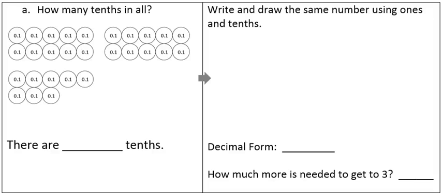This tutorial is for 4th grade, Module 6, Lesson 3. In this lesson, we're going to use place value discs to relate decimals to whole numbers. I have two sections here on my screen. The first section is asking me how many tenths in all in this picture. So I have place value discs, and each disc has a tenth on it. 0.1 represents 1/10.